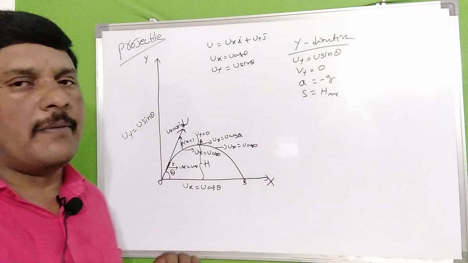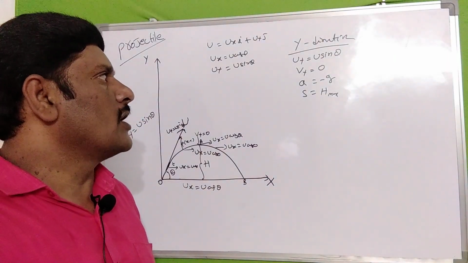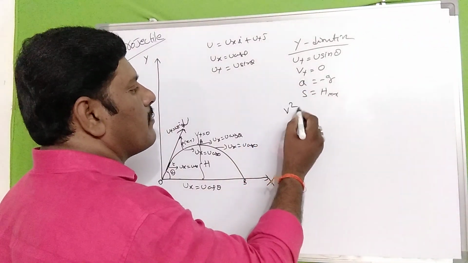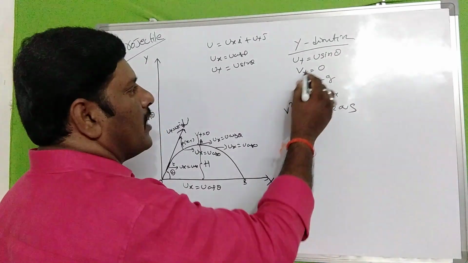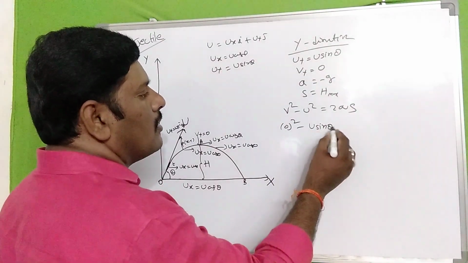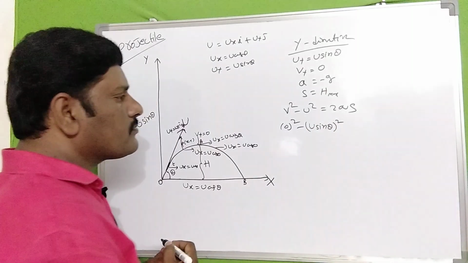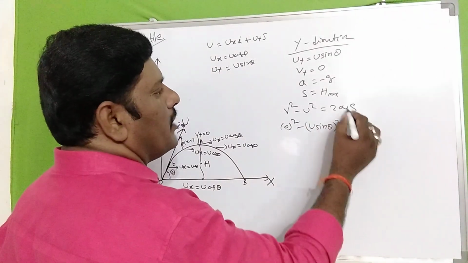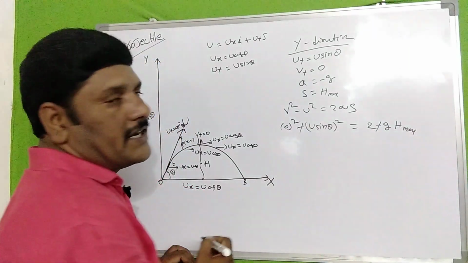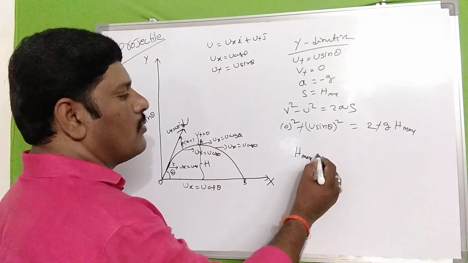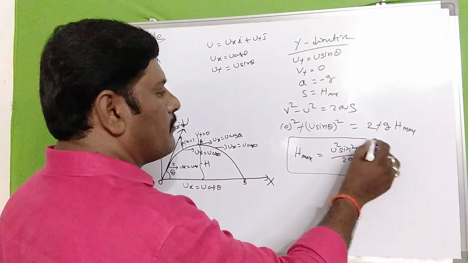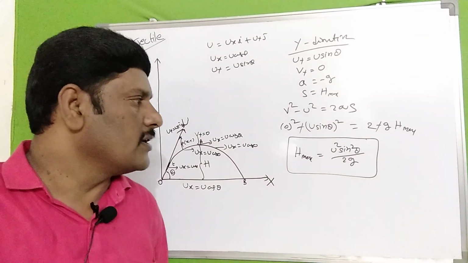Now we want to find the maximum height. We select the equation of motion from the suitable motion parameters. Here the relation we need is v square minus u square equals 2as, where v is 0, so 0 square minus u sin theta whole square, the vertical component, equals a, which is minus g, times s, which is H maximum. So minus minus gets cancelled, and we can write H maximum equals u square sin square theta by 2g. So the relation for maximum height is u square sin square theta by 2g.